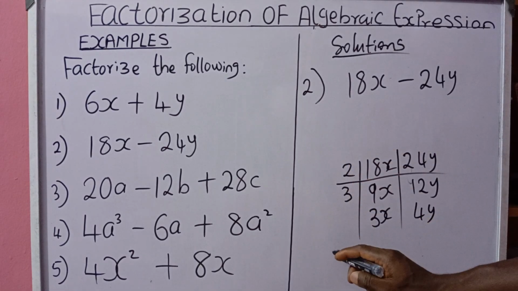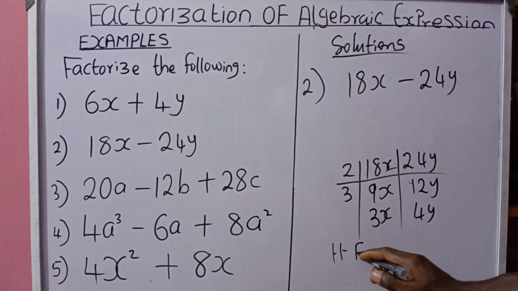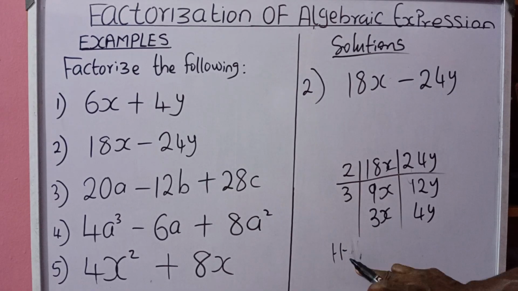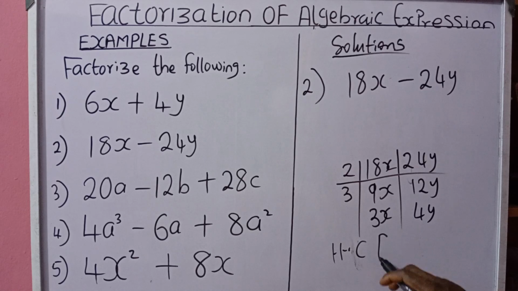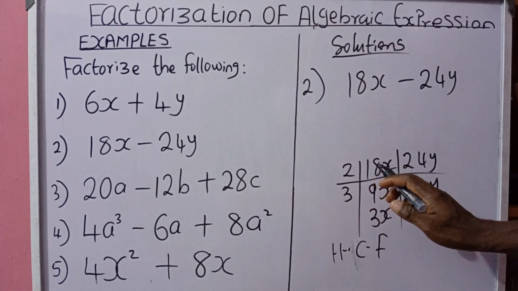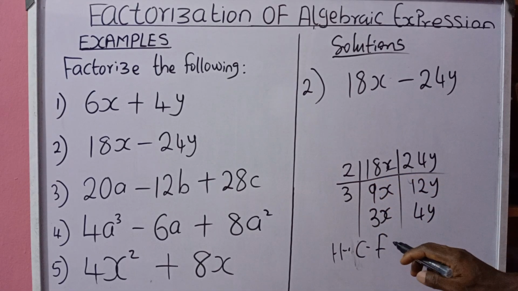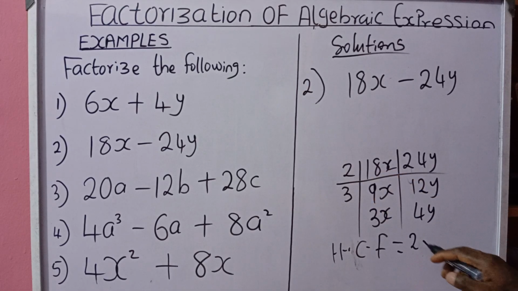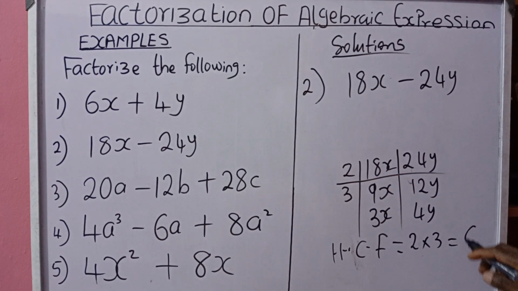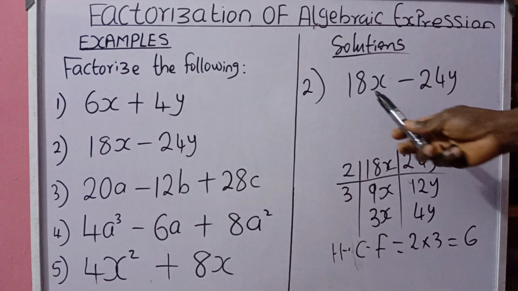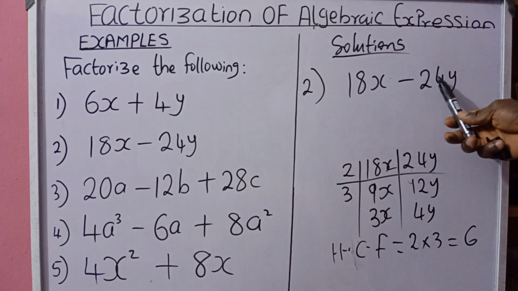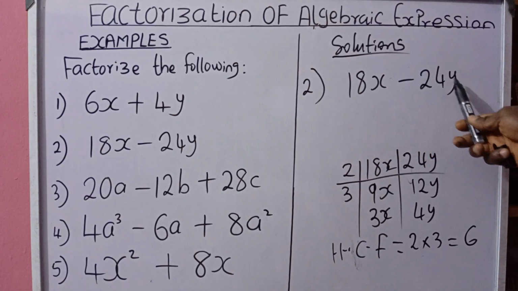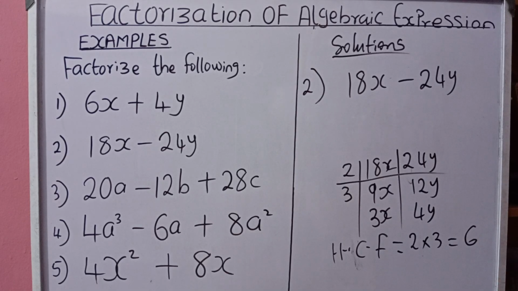So therefore, the HCF of 18x and 24y will now be 2 multiplied by 3. The answer is what? 6. So the HCF of 18x and 24y is 6. That is the HCF.